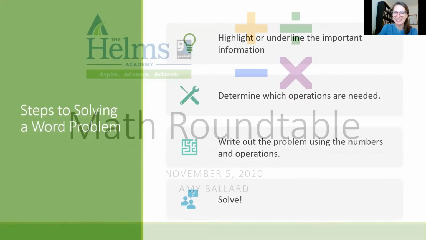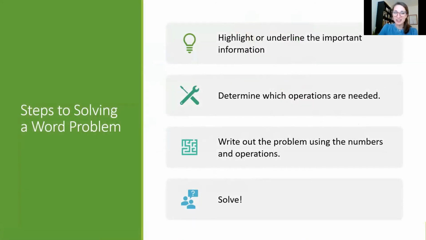2020. So today we talked again about word problems, and as always, we went over the same steps. We're going to first highlight or underline, or at least identify what the important information is in the problem, and then we need to figure out how we can put that together with operations: adding, subtracting, multiplying, and dividing. We can use that information to write out from words now into numbers, and then we'll be able to solve.